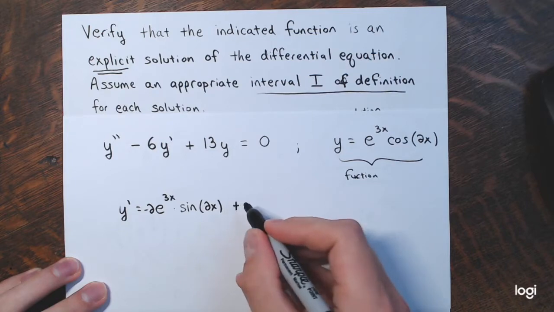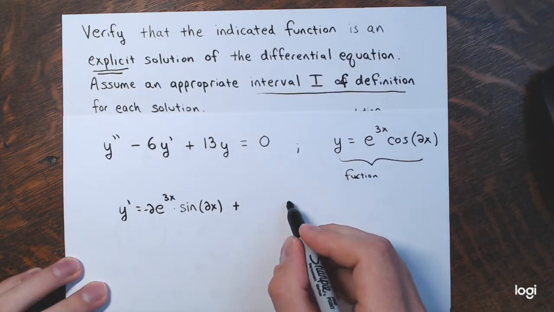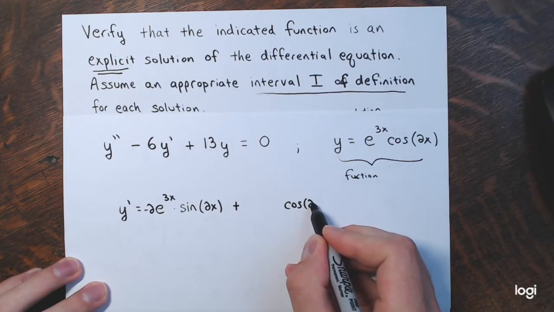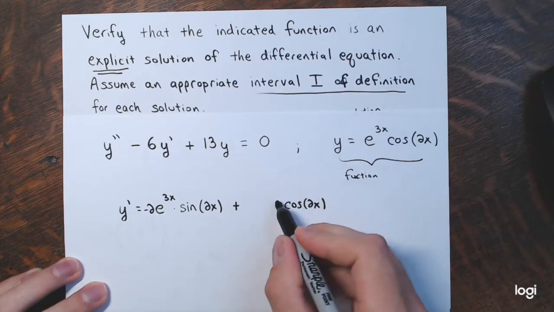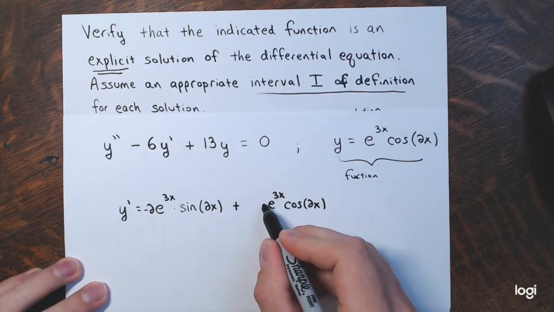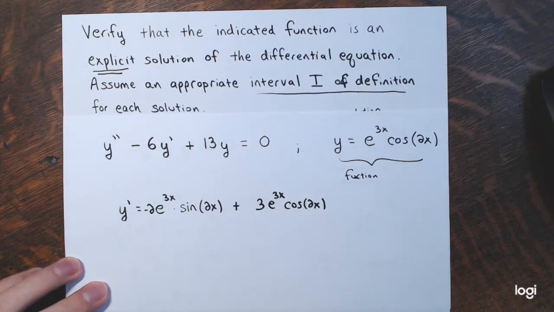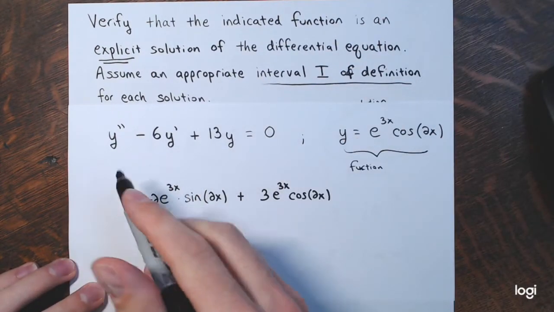Then plus, and then leave the second factor alone, cosine of 2x. And the derivative of e to the 3x would be e to the 3x times 3. Great. Here's the first derivative. And then I do the same for the second.